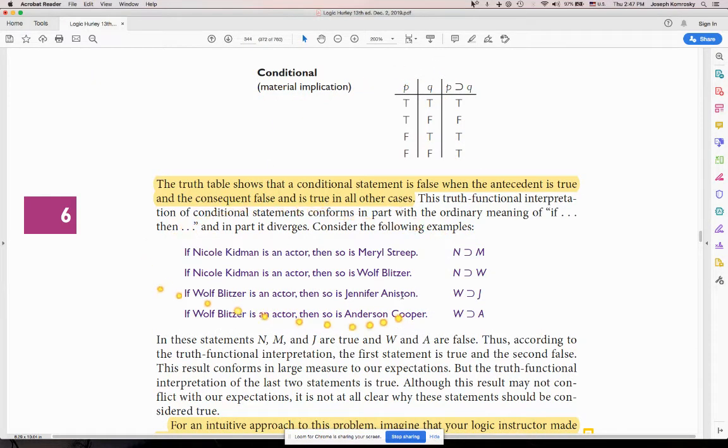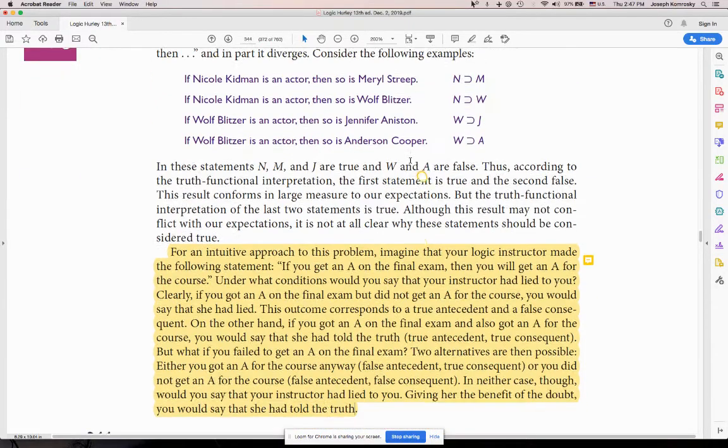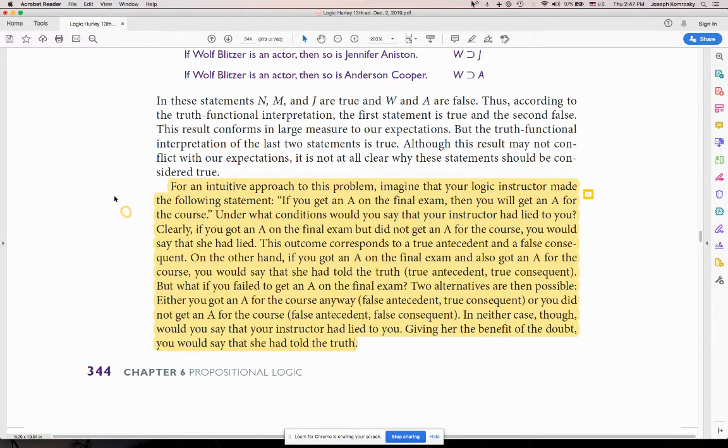And instead of talking about actors and all that, we'll talk about all the possible truth values on how I'd be lying to you versus not lying to you. Okay. If you get an A on the final exam, then you will get an A for the course. Under what conditions would you say your instructor has lied to you? Clearly, if you got an A on the final exam, meaning that antecedent was true, and you did not get an A for the course, you'd be like, dude, this guy lied to me, man.